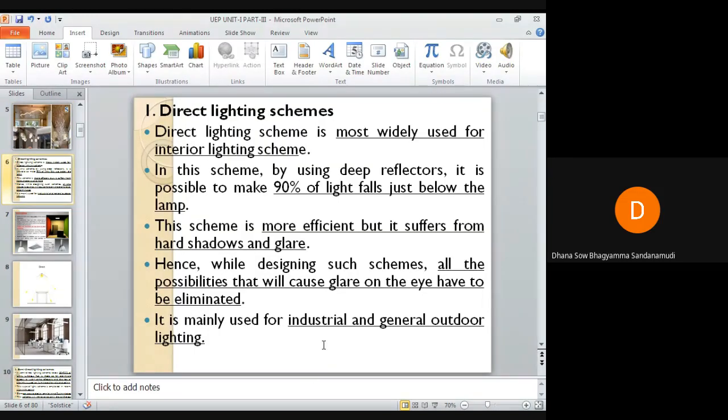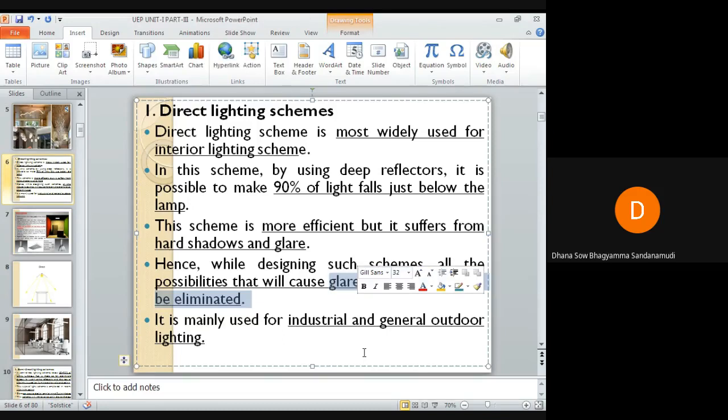While designing these direct lighting lamps, since they cause glare to the eyes, it can be eliminated by using proper reflectors. One of the purposes, of course, is that the efficiency can be improved by using reflectors. Even the glare to the eye can be eliminated while designing these lamps. I have already discussed the reflectors: they absorb some of the light energy, and they scatter the light in all directions.